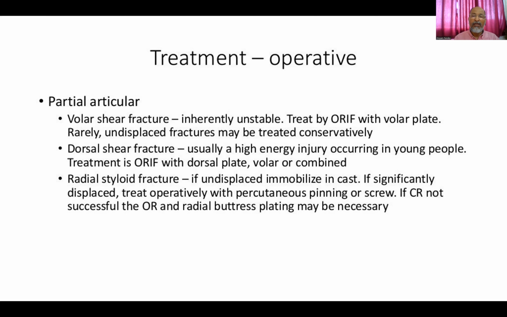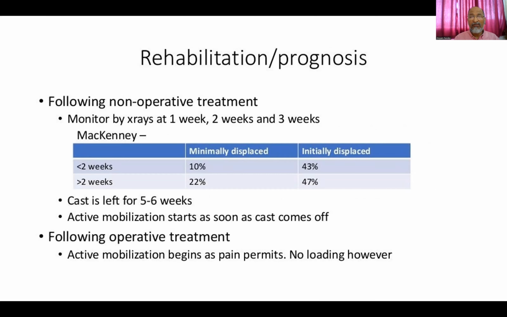And these are the indices which can tell you the progress or the rehabilitation of the fracture of the distal end of the radius. Following the operative procedure, you should mobilize as soon as the pain is under tolerable limits. But no loading should be given, because the fixation is not as rigid as compared to the fixation of fractures of other bones.